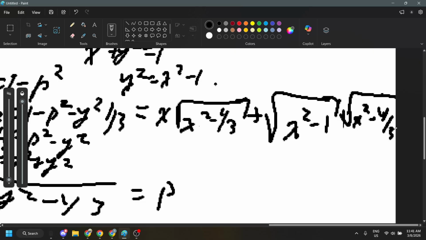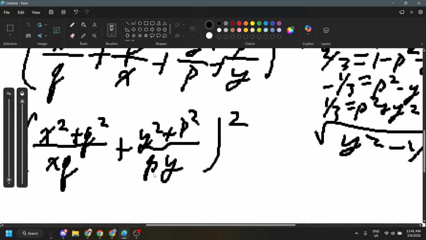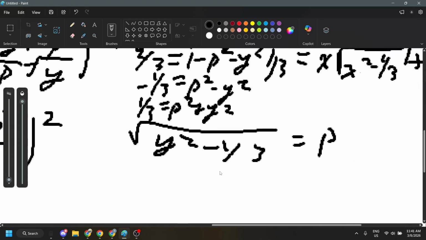Well, maybe this isn't the correct way to go about it. Let's look at what we ultimately have to solve. Y squared plus p squared.